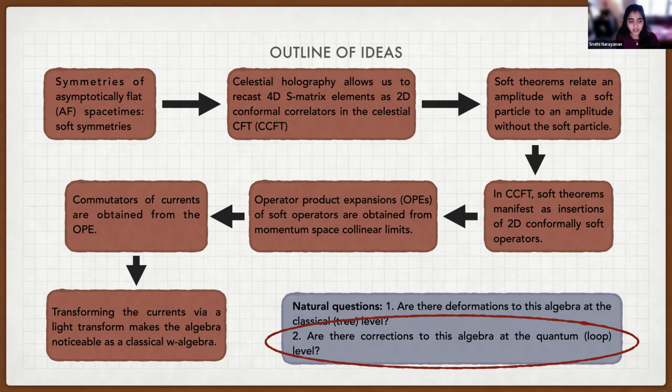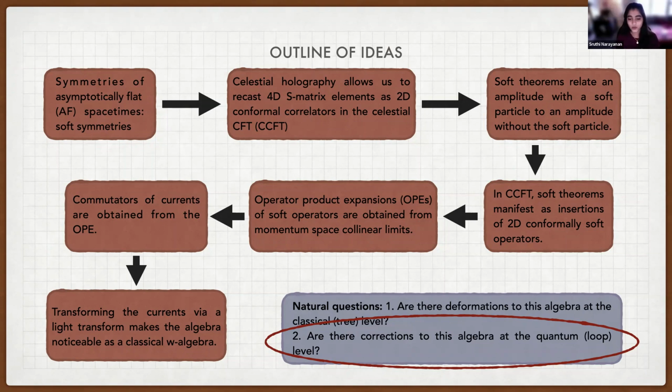Once you have that, the insight of Andy last year was that if you transform these currents via what we now understand to be a version of what's called the light transform, it makes the algebra of these currents noticeable as a w-algebra.